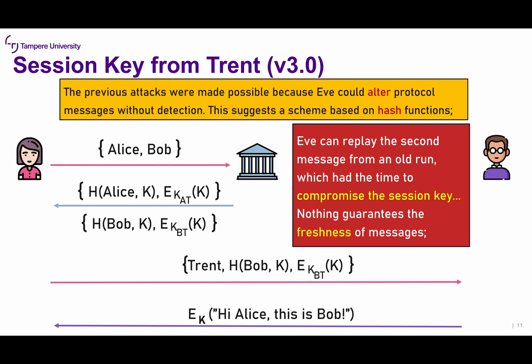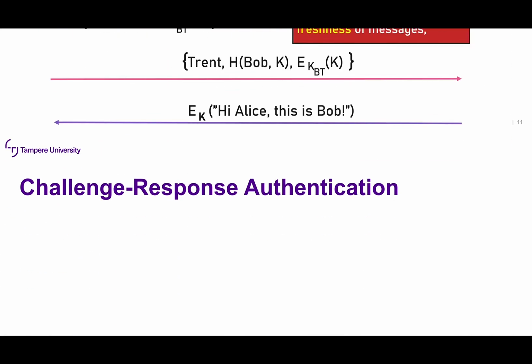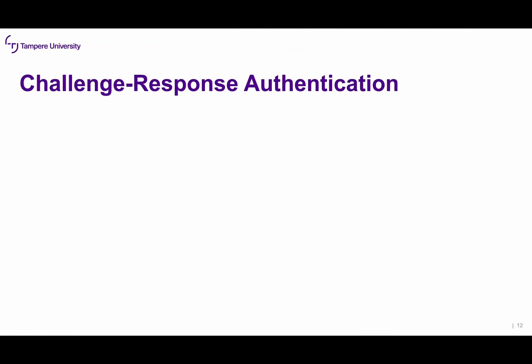So we assume that Eve, at some point, can replay the second message from an old run of the protocol, which had the time to compromise the session key. And this is possible because nothing guarantees the freshness of the message. So nothing says to Alice or to Bob that the message that you received and that contains those keys is fresh. So let's try to fix this. In order to fix this, we need to have some kind of a challenge response authentication protocol.